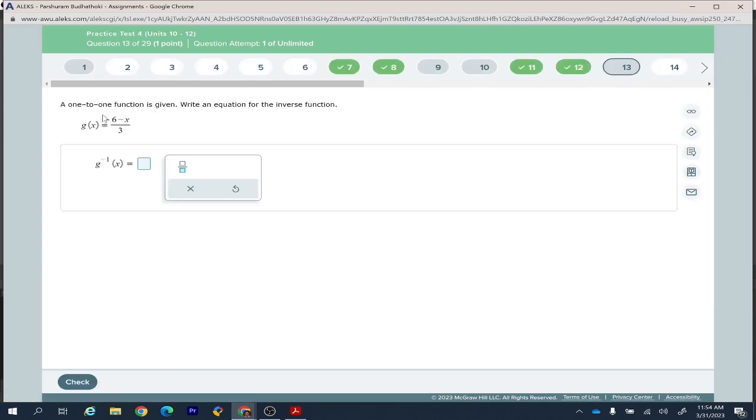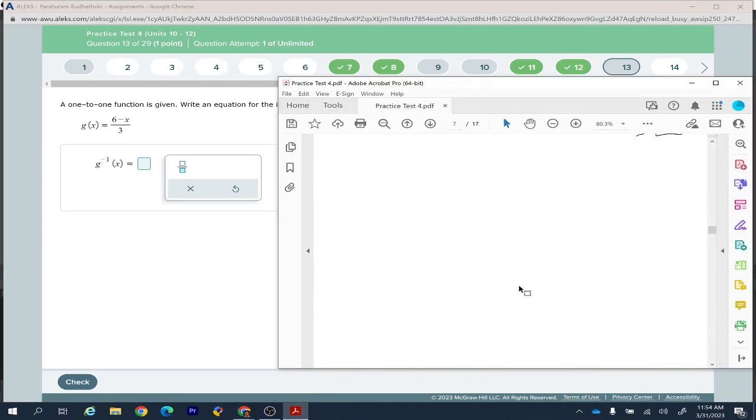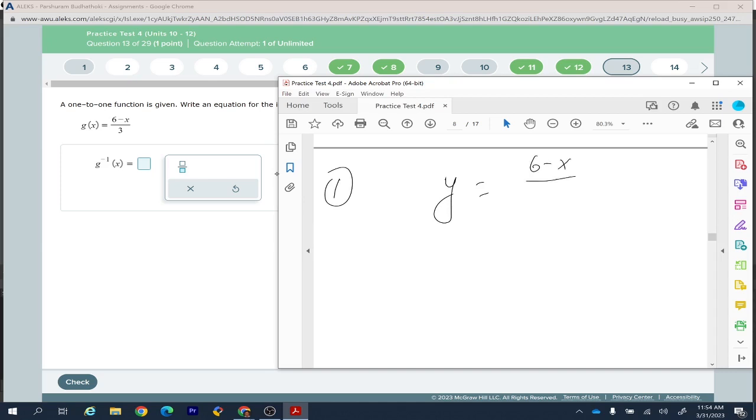Now find the inverse of this function g of x. You can do that by following some steps. The first step is to write down this function as y, then replace this y by x and this x by y, and now solve for y. To solve for y means everything else goes to one side and y goes to the other side. Here is the 3, so first of all multiply both sides by 3. By doing that, you are going to get 6 minus y. You also have to bring this 6 to the other side, so subtract 6.